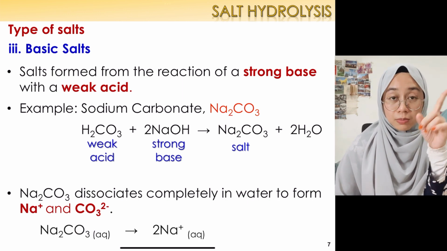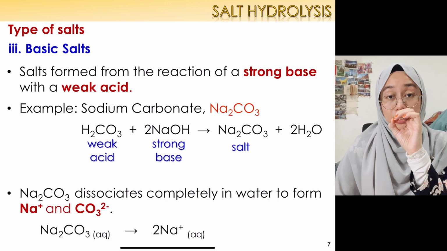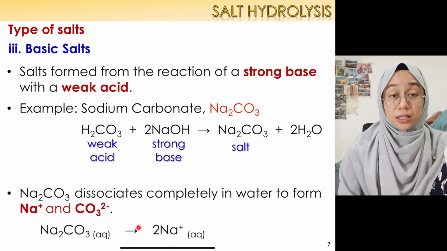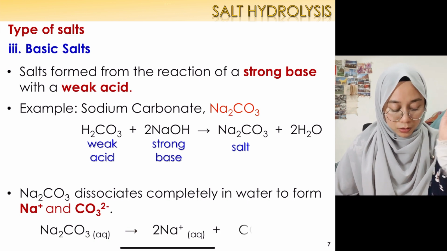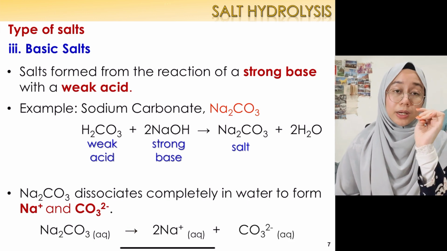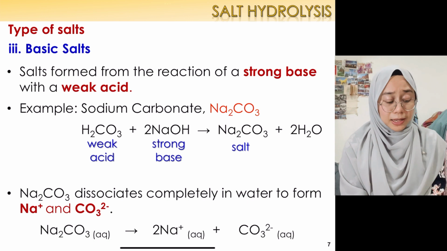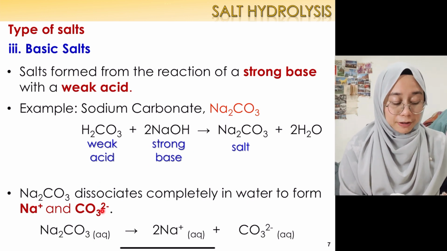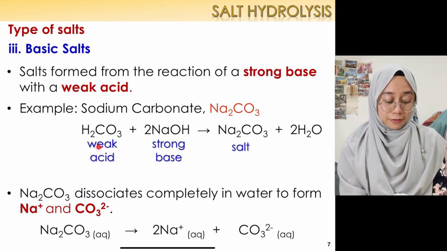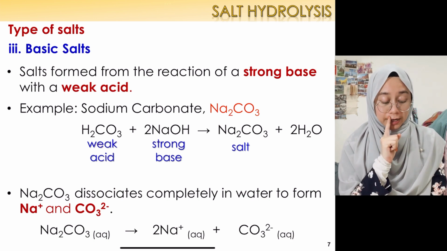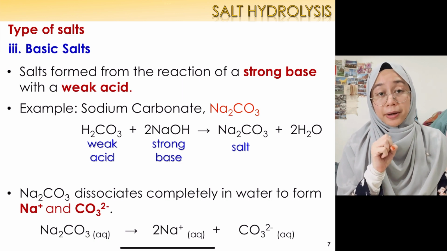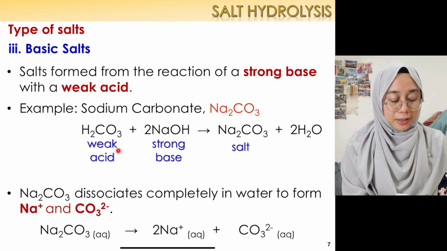Okay, sebab Miss mention complete, it dissociate completely. So kita tengok arrow, Miss guna arrow yang irreversible dekat sini. Okay, so 2 Na+ and then CO3 2-. So Na+ coming from a strong base, meanwhile CO3 2- coming from a weak acid. Therefore siapa yang akan react dengan water then? So of course the one that comes from the weak parent lah. So weak parent maksud Miss sini acid.